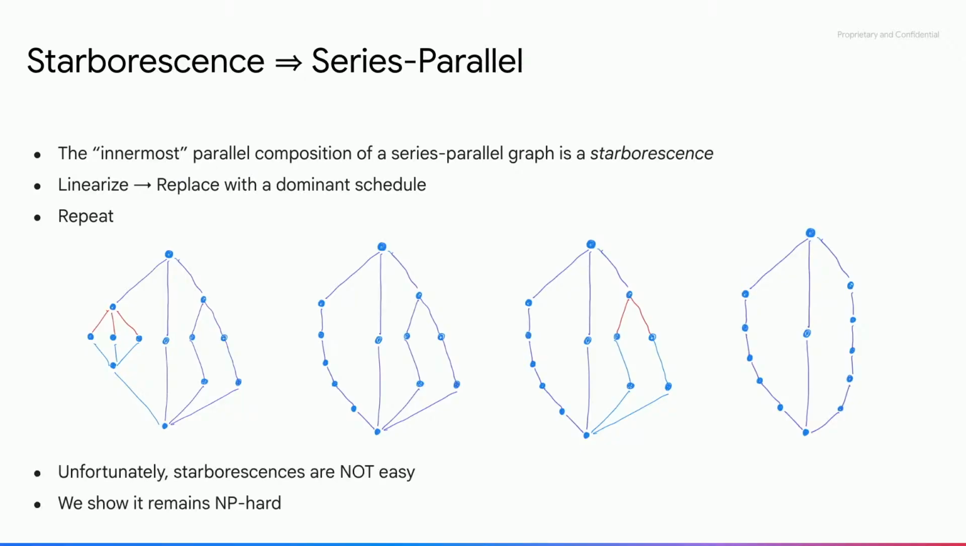Unfortunately, starborescences are not easy. We don't know how to solve dominant schedules on starborescences either. In fact, we show that it remains NP-hard, even on starborescences of this type, which is just a bunch of parallel paths. The problem is still NP-hard on a bunch of parallel paths. We call those pumpkins, by the way, in the paper.